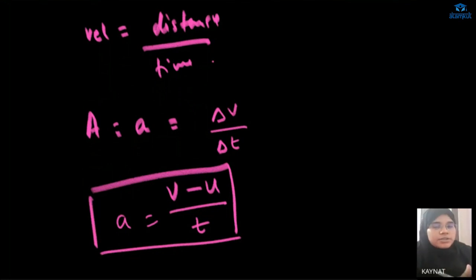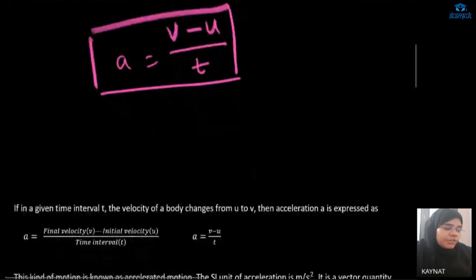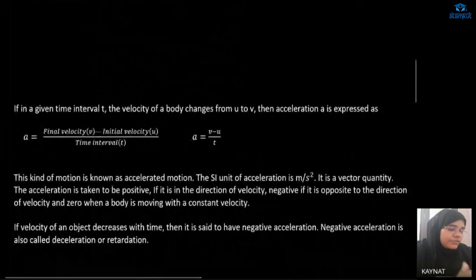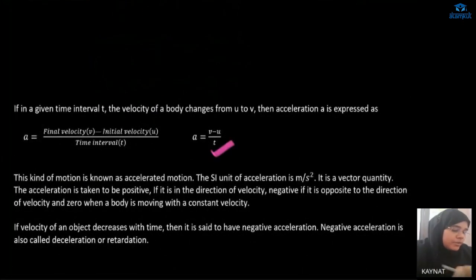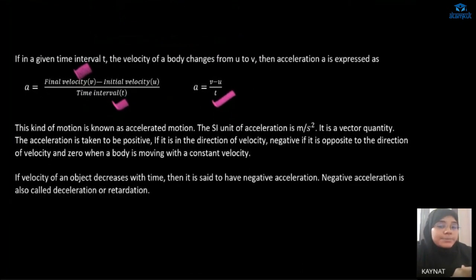Change in velocity upon time. So this is the formula for acceleration. Here you can see the formula v minus u upon t. We take the final velocity as v and initial velocity as u. And time, as you all know, is denoted by t. So this is called acceleration, and its unit is meter per second square.